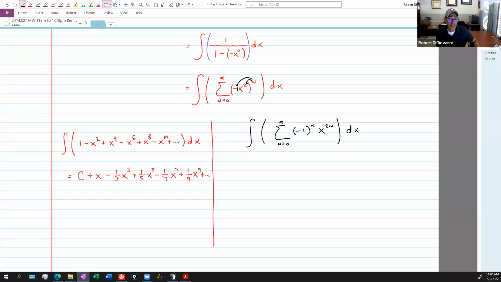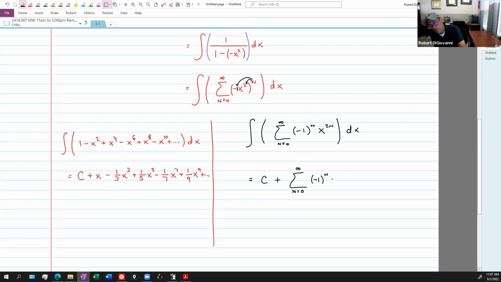And now we use the power rule for antiderivatives. So this should be some constant plus a new sum. And whenever we do antiderivatives, the index does not change. It only changes when we take derivatives, it goes to 1. But for antiderivatives, it stays at 0. The negative 1 to the n does not get impacted at all because it doesn't have x on it.